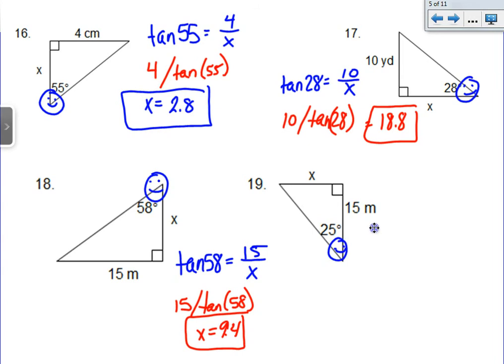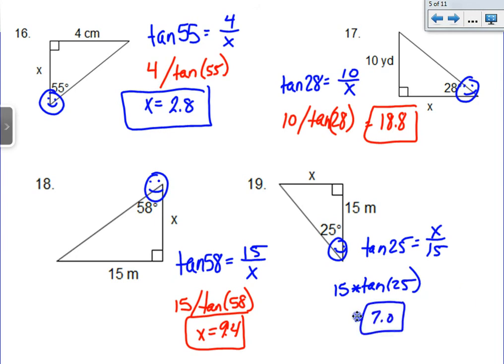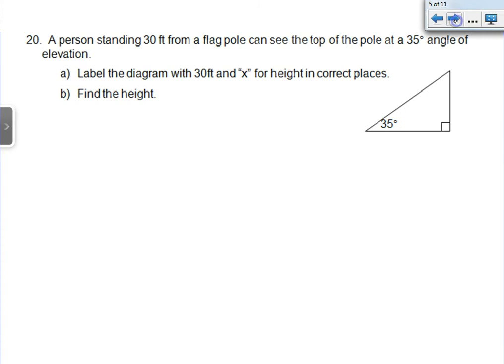All right, number 19, there's your point of reference. So we have the tangent of 25 equals x over 15. This time we're back to having x in the numerator. So we are going to multiply. 15 times the tangent of 25. Again, if you wrote tangent of 25 first, it's fine. Just make sure you close that parenthesis after the 25. So we get roughly 7.0 when we round to the nearest tenth place.